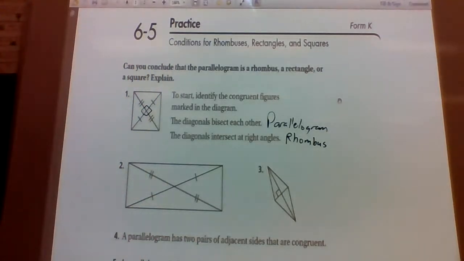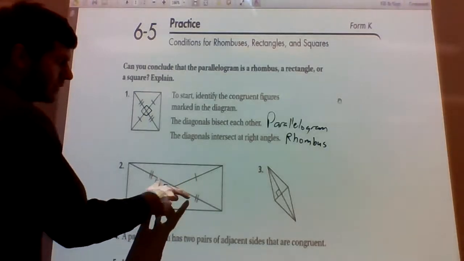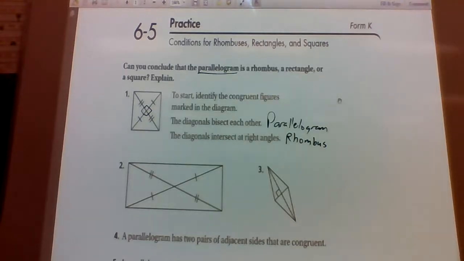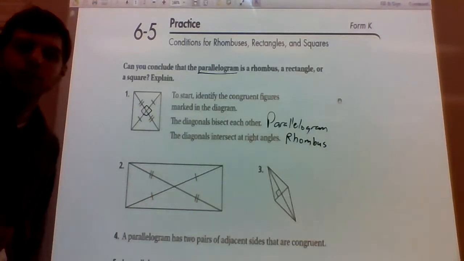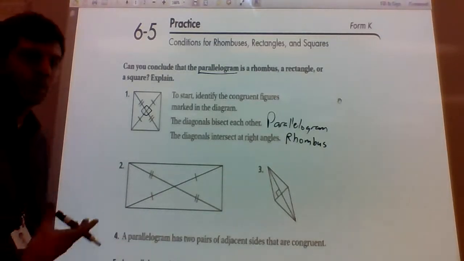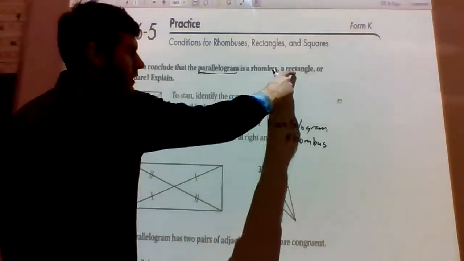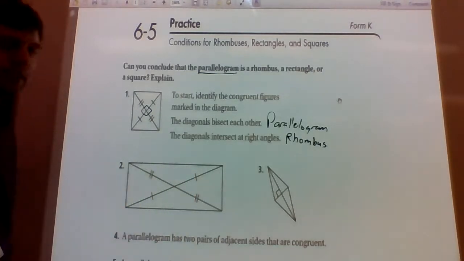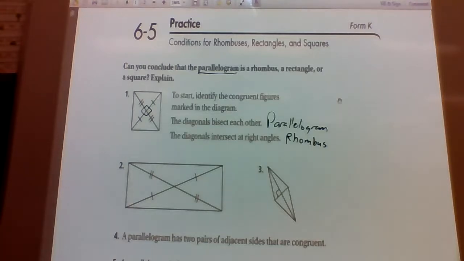The second one here, we have diagonals bisecting each other, so we know it's a parallelogram. Again, the question is asking, can we conclude that it's a rhombus, a rectangle, or a square? And explain. We know diagonals bisect each other for all parallelograms, and that's really the only information we're given. So we cannot conclude with any certainty that this is going to be a rectangle, a rhombus, or a square, because in all parallelograms, you have the diagonals bisecting each other. And that's the only property we see displayed in this diagram.